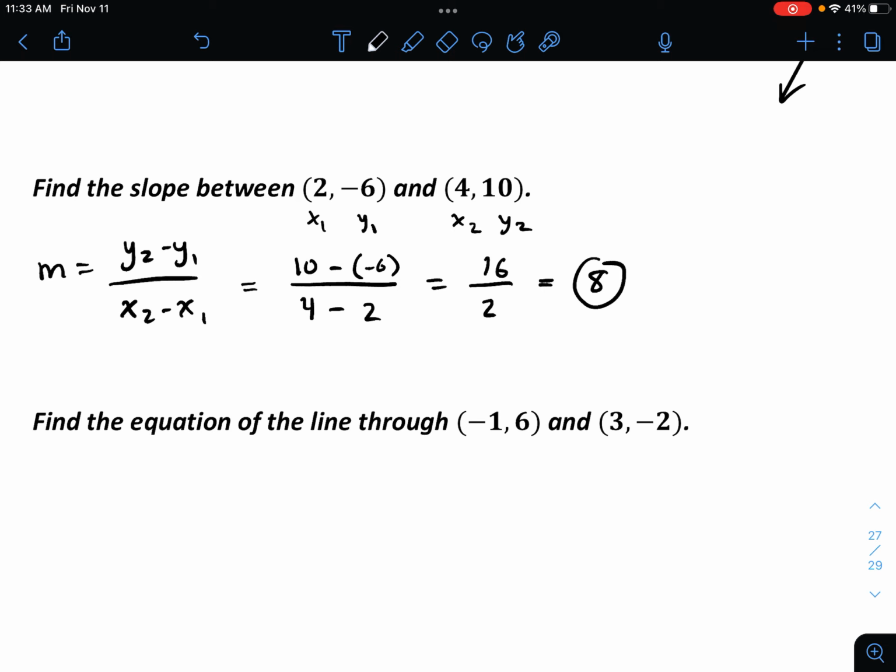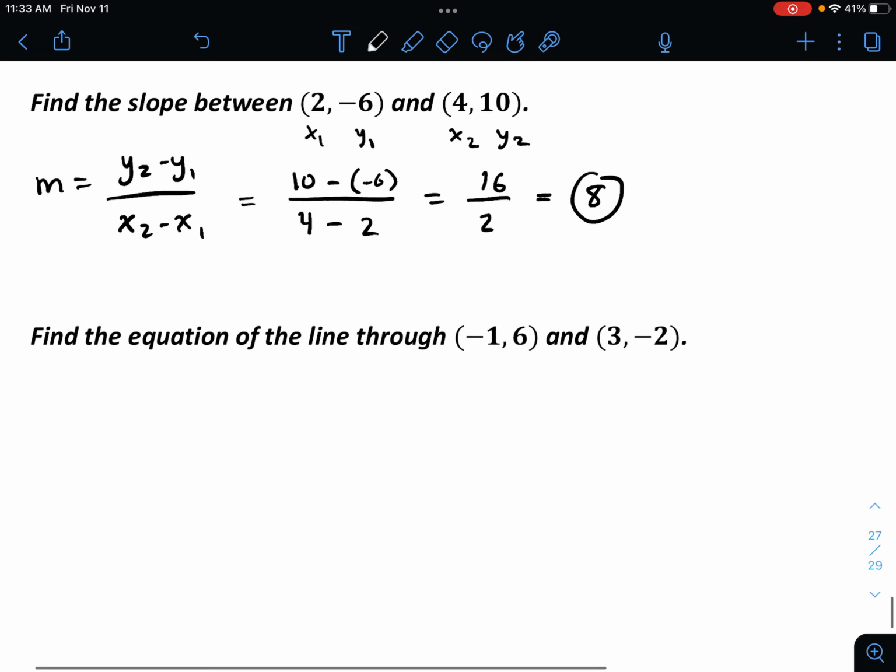So we found the slope between these 2 points. You could write 8 over 1, but typically you're just going to see it as a positive 8 there. Now we're doing the same thing, but I don't want to just find the slope. I want to find the equation of the line. If I'm going to write the equation of the line, I need the slope and the y-intercept. Right now we don't know either, but I can find both of those things.